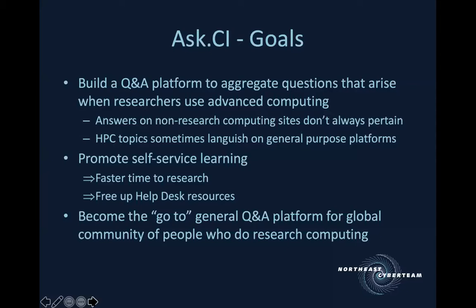This will create, if we can get researchers and the population in general to start looking here and also having these topics come up when you do a Google search, it just, it's faster time to research. And also it helps to free up help desk resources that are answering the same questions over and over again, and also sometimes having to discover the same answers over and over again. So just by sharing this information, the hope is that it will free people up so that they can work on the next question instead of the question that's already been answered somewhere else. And overall, the goal is to make this the go-to platform for people that are doing research computing.